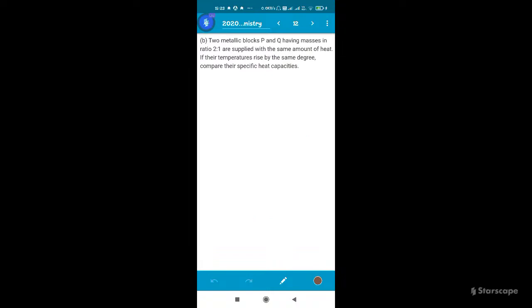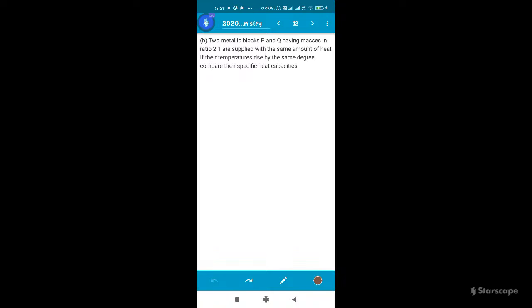This is again from the chapter calorimetry. Two metallic blocks P and Q have masses in the ratio 2:1 and they are supplied with the same amount of heat. If the temperatures rise by the same degree, compare their specific heat capacity. So again you see the word compare, that means you have to find the ratio between them. So let's see how to do it. Very easy question. The question might look a little complicated, but it is not.